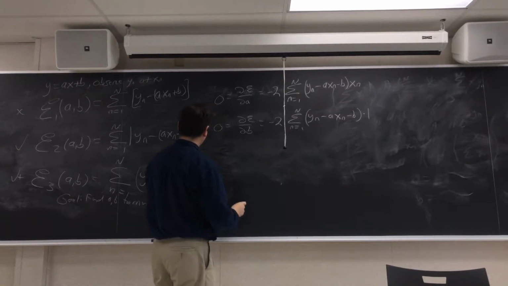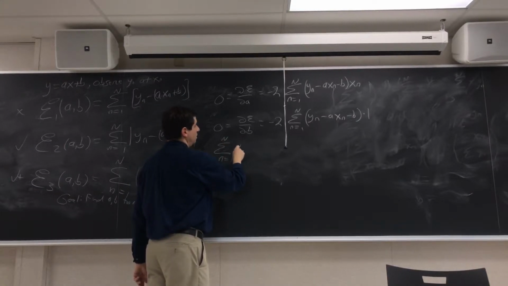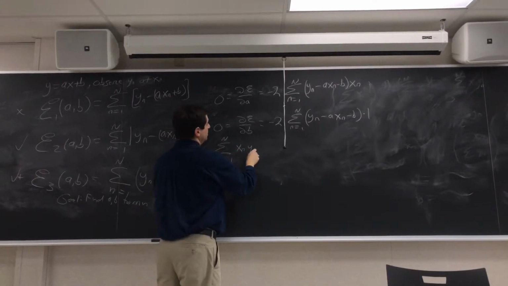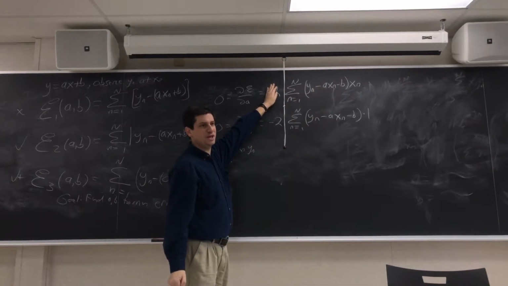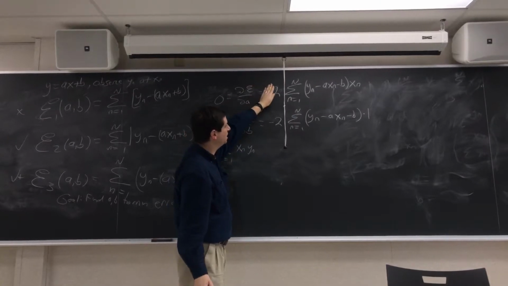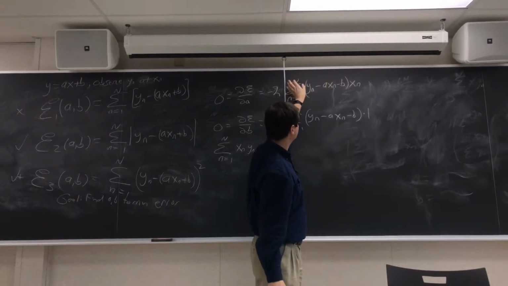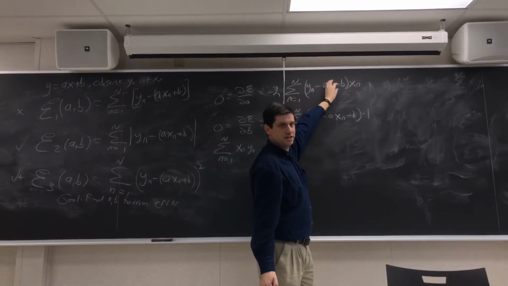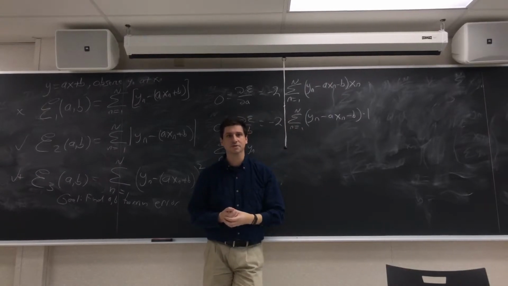Now, I will get the sum, n goes from 1 to n, of xn, yn. That's this piece. I'm dropping the negative 2's. Is it okay to drop the negative 2's? Yeah, it equals 0, right? So I can drop the negative 2's. So I get the sum of xn, yn minus the sum of a, xn, xn. I'm just using the sum of a difference as the difference of the sums.